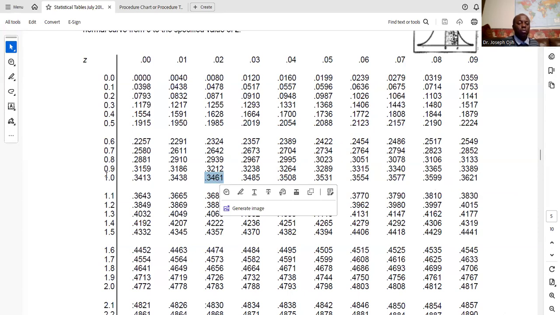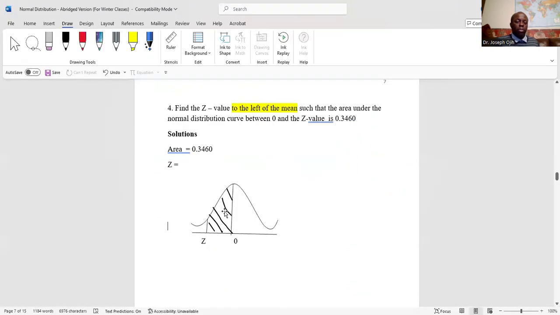Follow the left, 1.0. Follow it up to 1.02. So you got 1.02. Let me go over there and put it. 1.02. Yeah, but it's on the left side, so we got a negative 1.02. Now, anybody have a question on what I just did for these two?